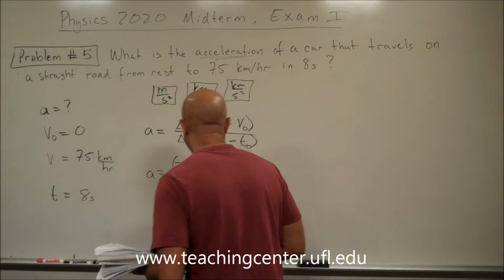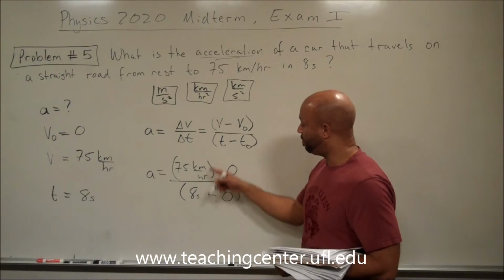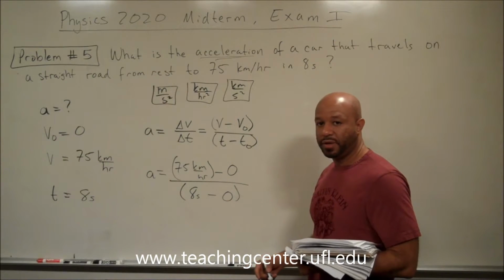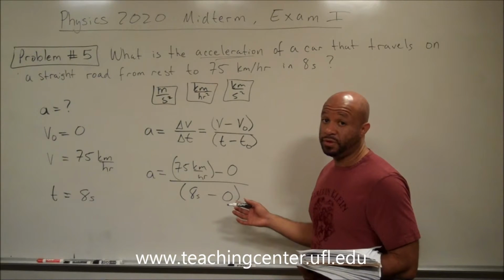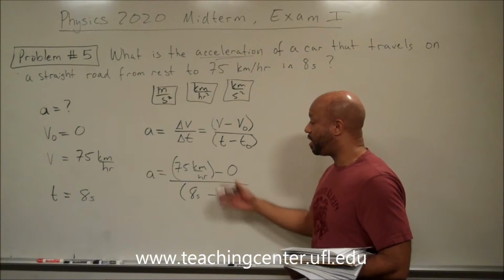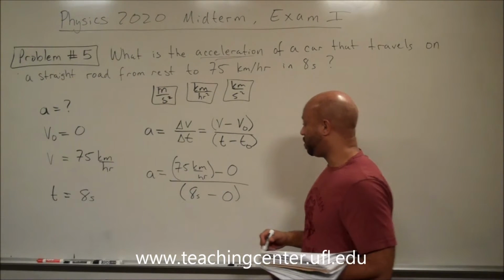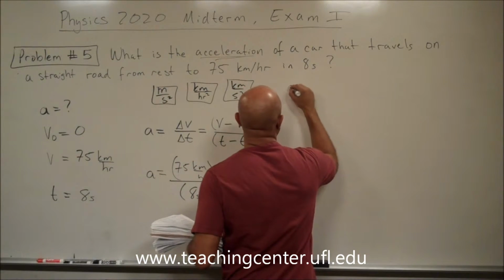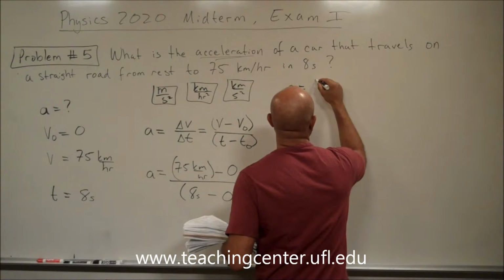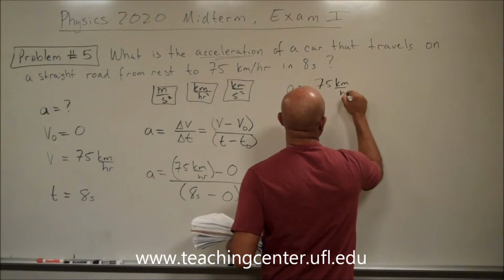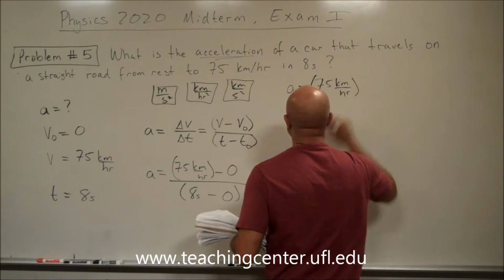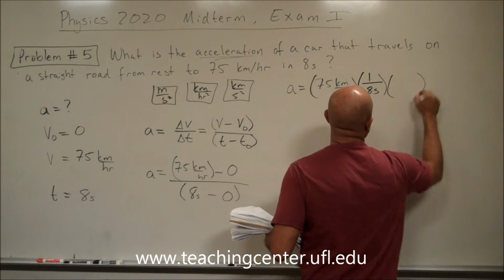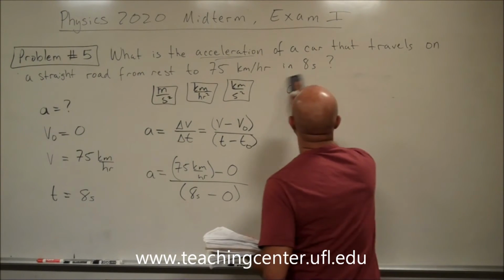Alright? And since we have time in the numerator that's expressed in hours, and time in the denominator that's expressed in seconds, we need to convert one of them in order to calculate this answer. And so we can simply do that. So we've got 75 kilometers per hour multiplied by 1 over 8 seconds.